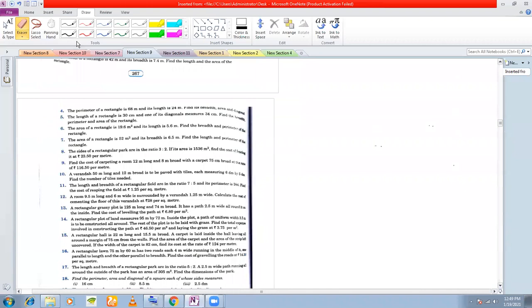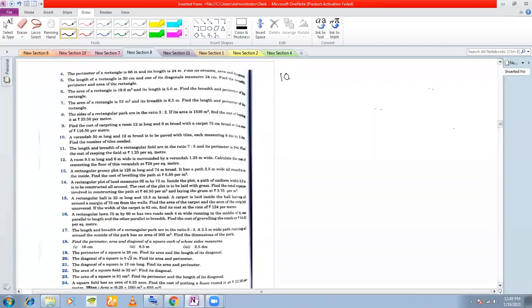If you read problem number 10, the problem states that a veranda 50 meters long and 12 meters broad is to be paved with tiles, each measuring 6 decimeter by 5 decimeter. What is the decimeter? Can anyone tell me what is decimeter?